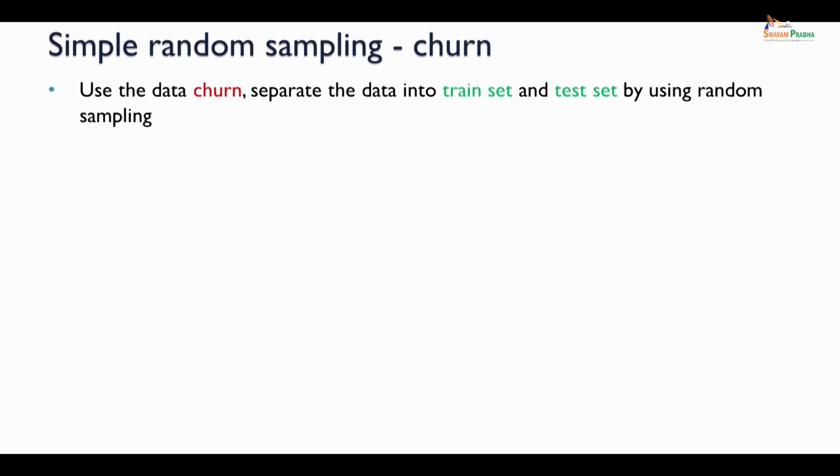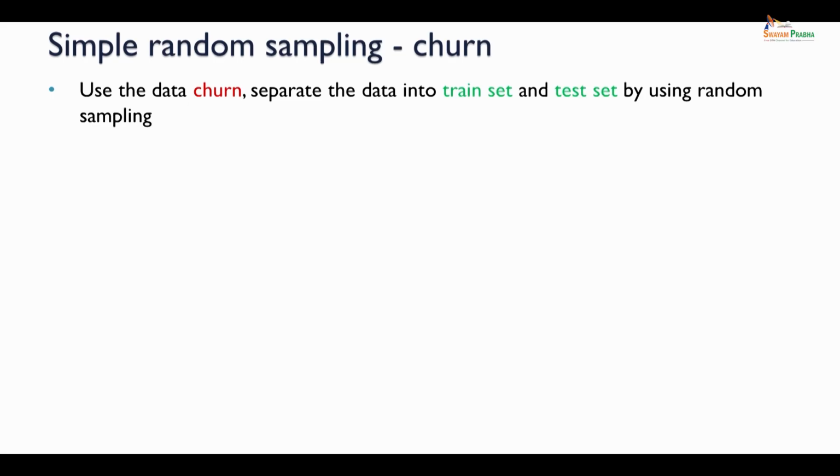Now we are going to use simple random sampling on the churn data. We are going to use the churn data and separate it into a train set and a test set by using random sampling. We are preparing the data for some analysis, so in future we might build some model.